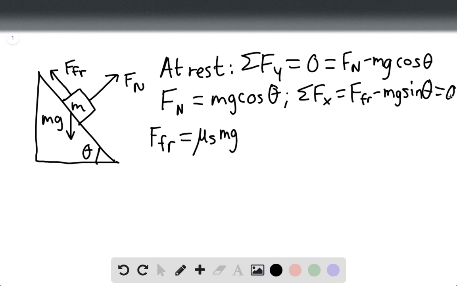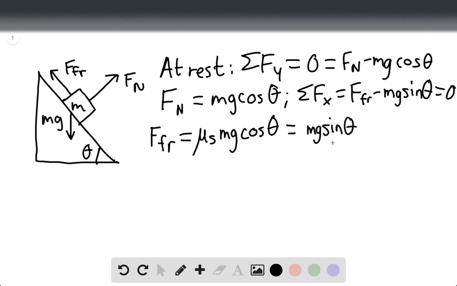This will equal 0 as well. So we can say mg cosine of theta, because again, force of friction simply equals the coefficient of static friction times the normal force. So simply mu sub s times mg cosine of theta. But this is also going to equal mg sine of theta, because again, there isn't any motion in the x or y directions.